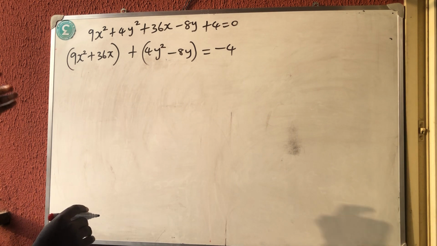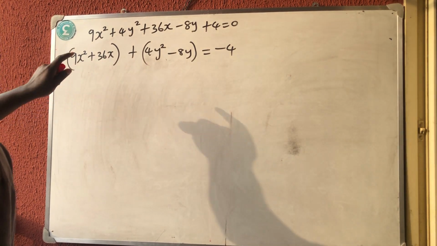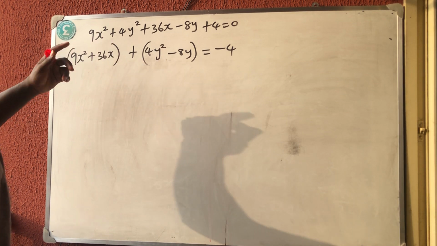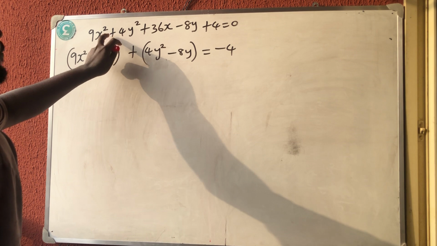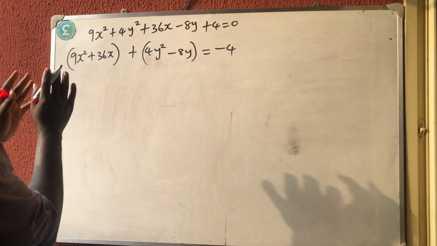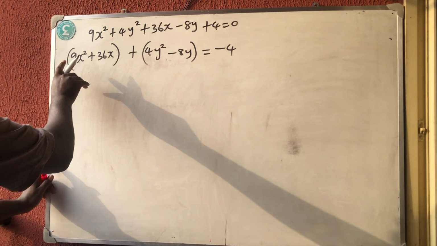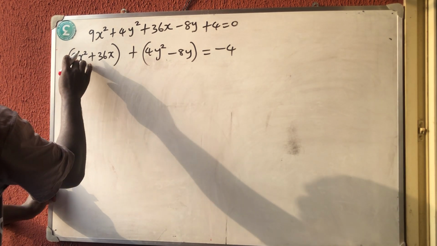Now, I told you that before you complete the square, the coefficient of any variable you want to do must be 1. But I can't divide everything by 9, there is a problem there. If I divide everything by 4, there is a problem there. So do each one by itself, by factorizing. If I bring out 9 here, I have 9 bracket, dividing everybody by 9.